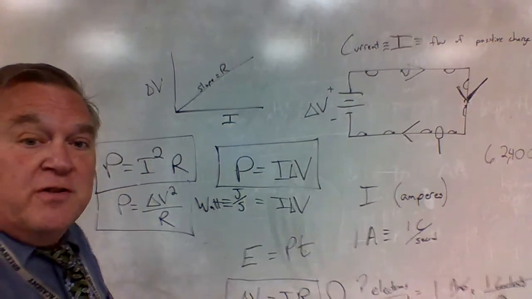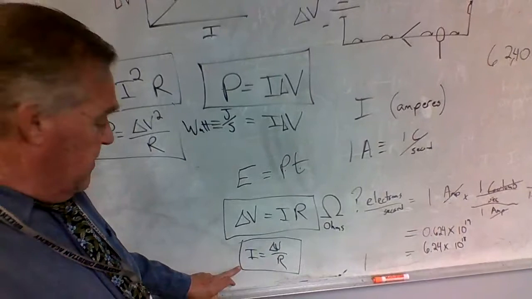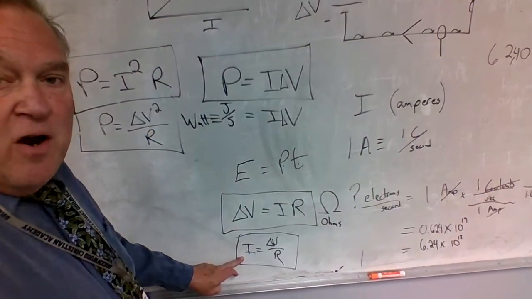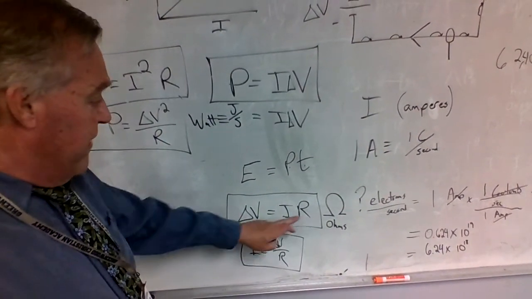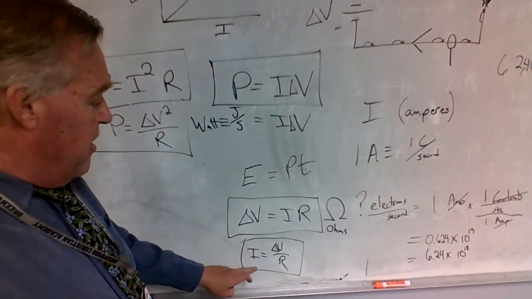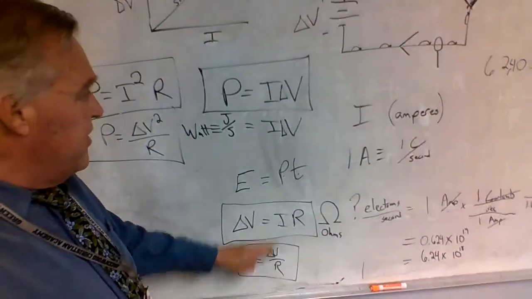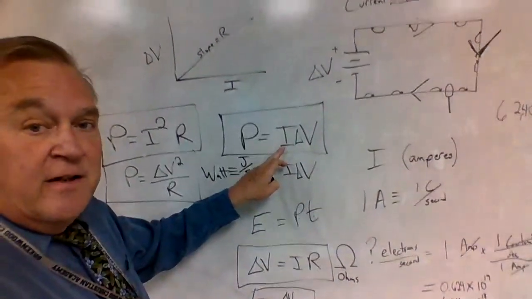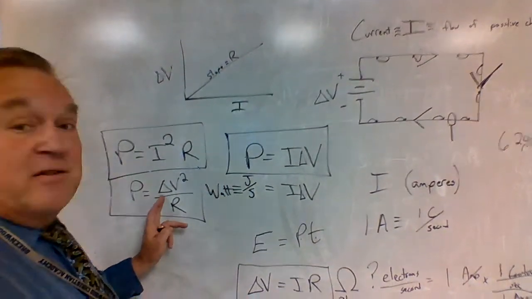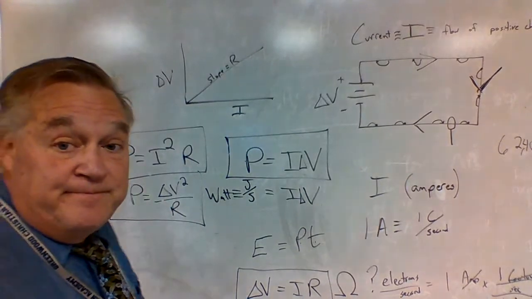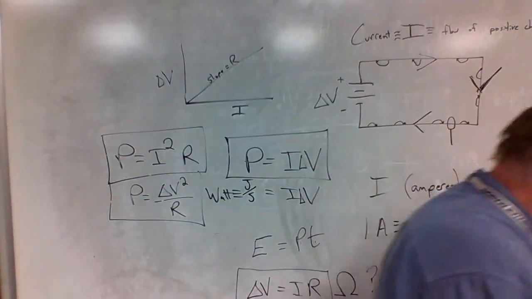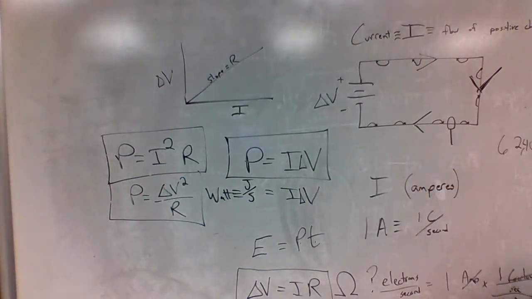I don't think I showed you this down here. This I is equal to delta V over R. You derive that right here. Divide both sides by R. You get I is equal to delta V over R. You plug delta V over R here for I, and you get P is equal to delta V squared over R. Okay? So there you go.